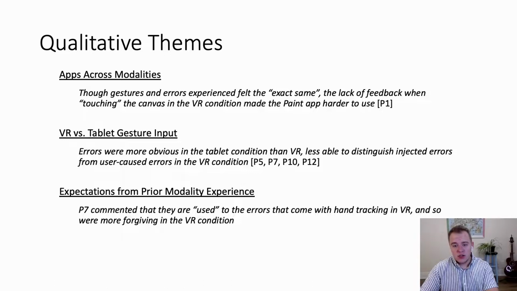Next was comparing the gesture input actually in VR versus on the tablet. And we had 4 participants feel that errors were more obvious on the tablet than in VR, since the nature of touch input is much more explicit and they're always being monitored in VR, so the errors made more sense. Also related to the prior point, we also found that expectations from prior modality experience can influence error perception. So for instance, one of our participants noted that they are used to errors as they use hand tracking in VR, so they were much more forgiving when they saw these errors crop up.